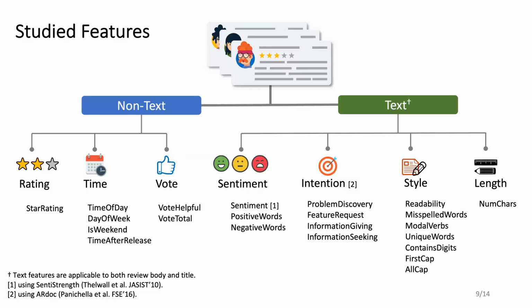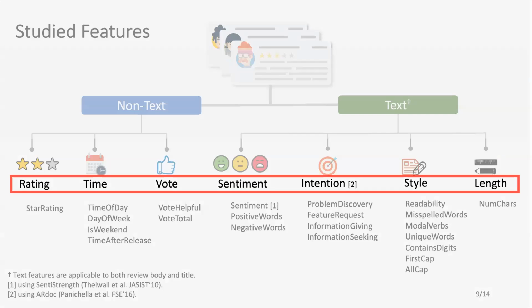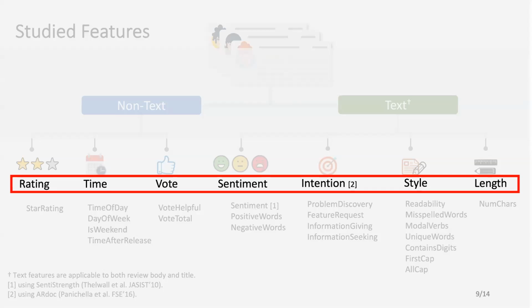So let's now look at a wide range of features we extracted from each user review. These features are selected mainly based on features that prior work and related work identified to be associated with response decision. For example, responses in Q&A forums like Stack Overflow and responses in email communication. And we also focus on features that can be extracted by using tools that have been employed successfully in related work. So we group our selected features into 2 top-level groups, non-text and text, and 7 lower level groups: rating, time, vote, sentiment, intention, style, and length.